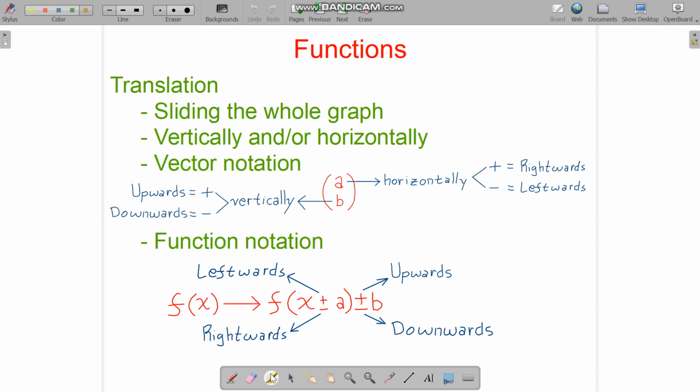Sliding, the translation, is sliding the whole graph. You can do it vertically or horizontally. We can use vector notation or we can use function notation.